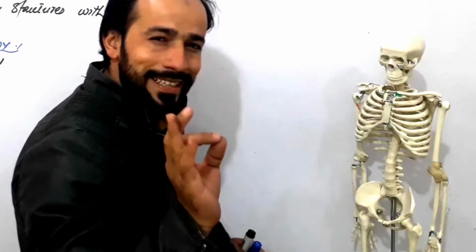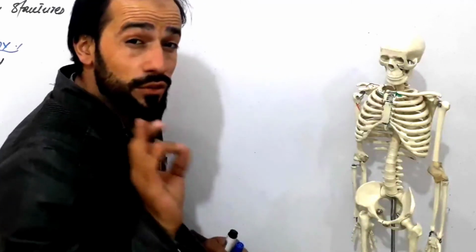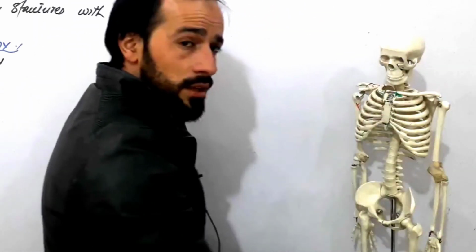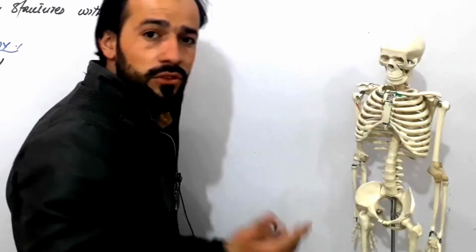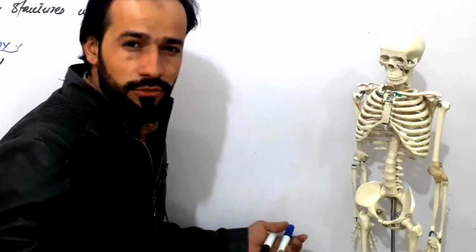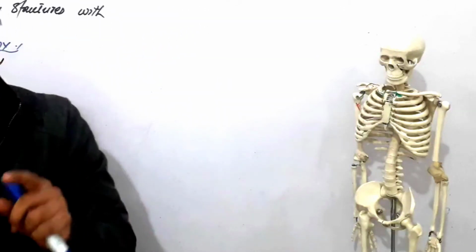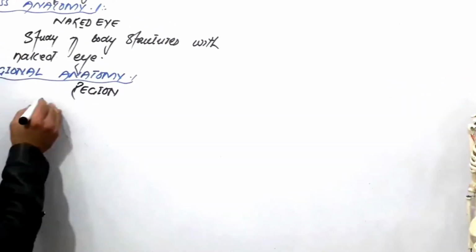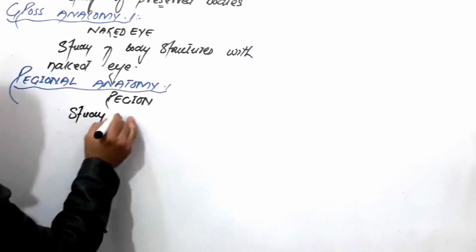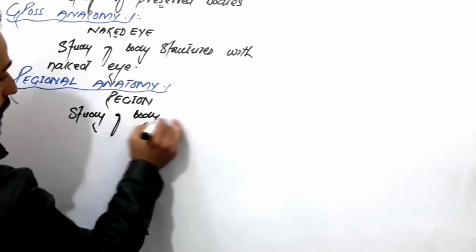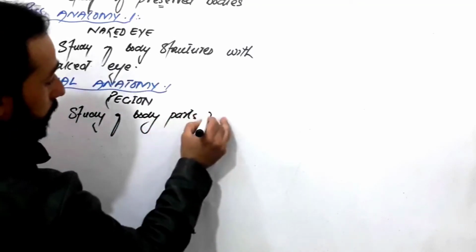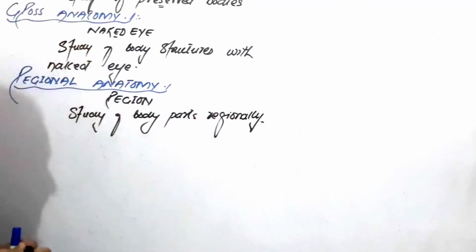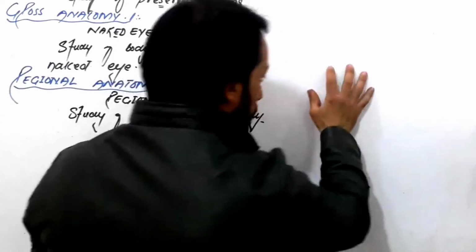So if you are studying the body parts, or different regions of the body, either externally or internally, this is called regional anatomy, right? So we say, what is regional anatomy? Study of body parts through regions. Study of body parts regionally. And what does regionally mean? Let me draw a diagram here.